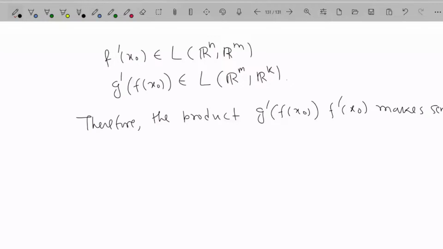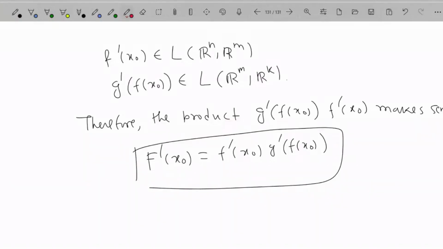Be very careful. Here you should always have g dash f of x naught, then f dash x naught. Do not write f dash x naught into g dash of f of x naught. It might be correct for real numbers, but in general this is incorrect, because the product A into B is not the same as B into A. Okay, so do not make this mistake.